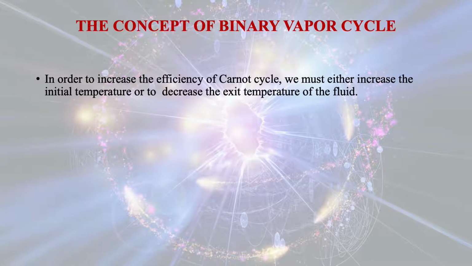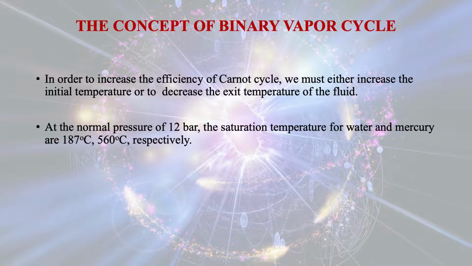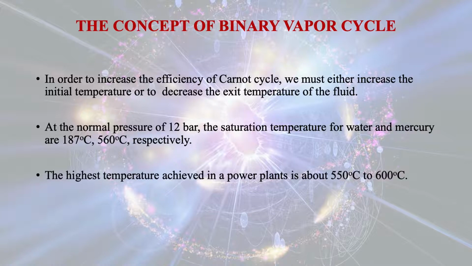In order to increase the efficiency of Carnot cycle, we must either increase the initial temperature or decrease the exit temperature of the fluid. At the normal pressure of 12 bar, the saturation temperature of water and mercury are 187 degrees centigrade and 560 degrees centigrade respectively. The highest temperature achieved in a power plant is about 550 degrees centigrade to 600 degrees centigrade.